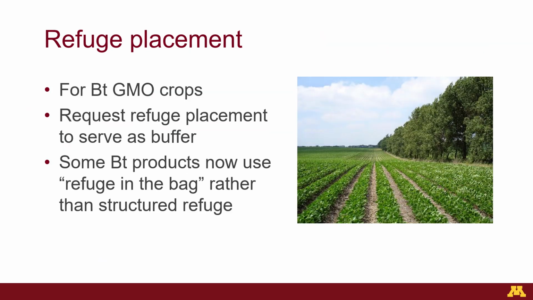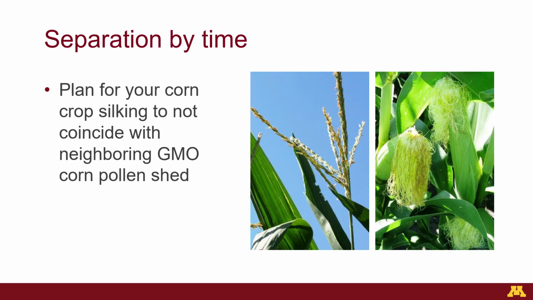There is an additional strategy that may help in the case of GMO crops with the Bt trait. If your neighbors are growing Bt corn, they are required to plant a non-Bt refuge area. One suggestion is to ask your conventional neighbors to place their refuges where they will serve as a buffer between their Bt crop and your organic crop. However, some Bt corn products now use so-called refuge in the bag and are not required to have the separate refuge areas. In corn, you can protect your crop by ensuring that your corn's pollination window does not overlap with neighboring GMO corn.